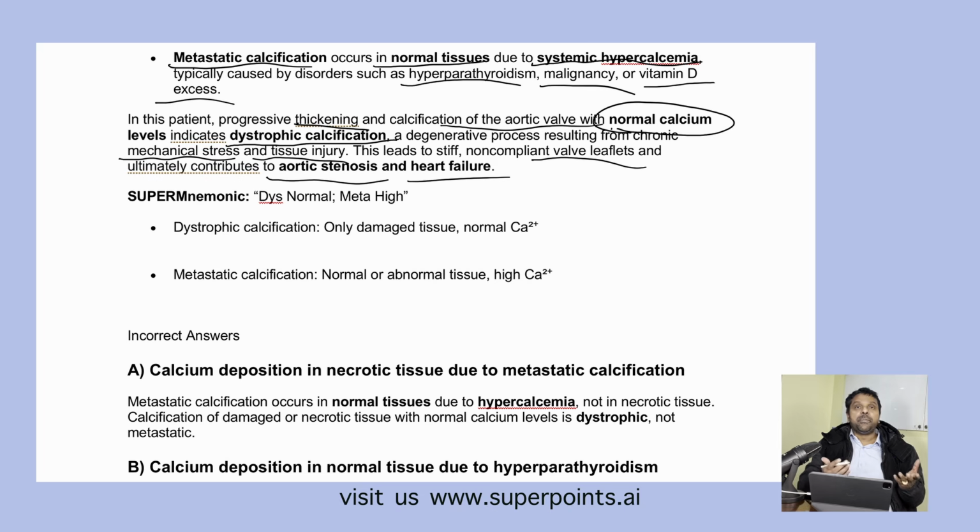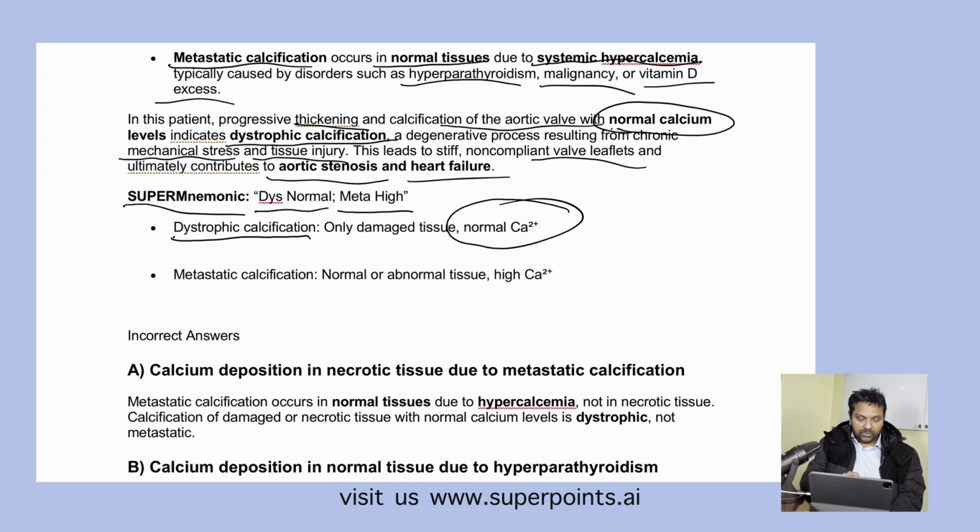All right? How do you remember these things? A super mnemonic comes to our aid. The one I used for my exam is dysnormal, meta high. Dysnormal, meta high. How do you explain this? Dystrophic calcification, you have normal calcium, right? That is dysnormal. Then metastatic, meta high. Metastatic calcification, you have high calcium.